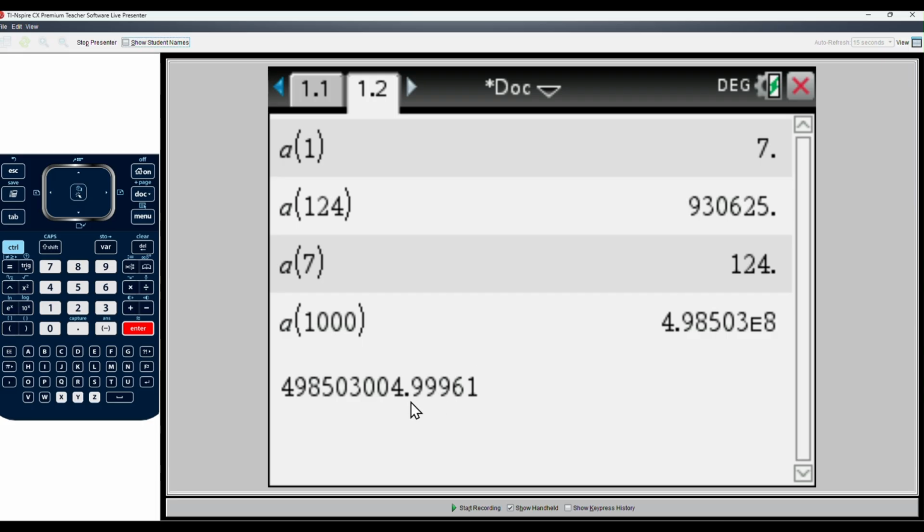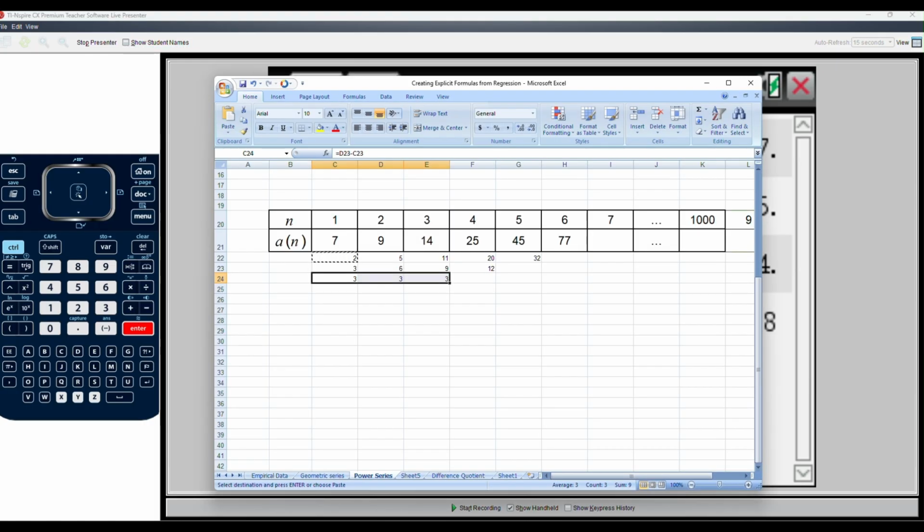So now if I come back into my Excel spreadsheet, I'm just going to record that. We're going to get the 498,503,005. This is the solution to the problem. You've seen the equation here. Let me get it so you can read it. There it is. So you can get all of this information this way.